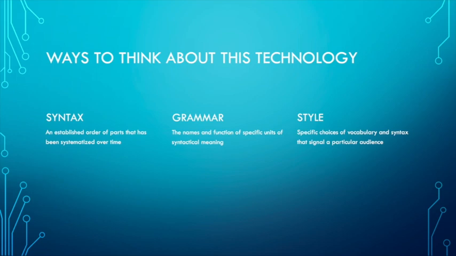So what is grammar? Grammar is the name and function of specific units of syntactical meaning. For example, sentences have always a subject and a verb, right? So those two units are grammatical units, but they also happen to be syntactical units because you need them in order to make basic units of meaning. And of course, we'll talk lots more about this.